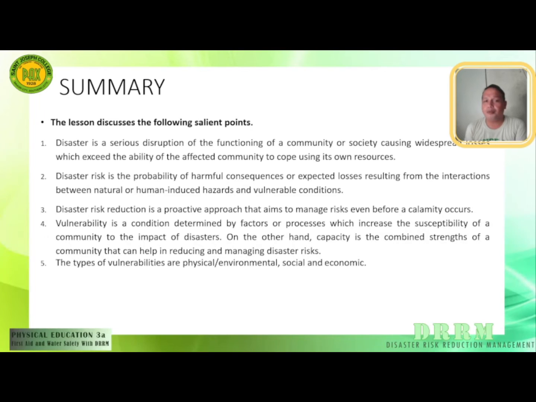Then, number four, vulnerability is a condition determined by factors or processes that affect the susceptibility of the community to the impact of disaster. On the other hand, capacity is the combined strengths of the community that can help in reducing and managing disaster risk. The types of vulnerability are physical, environmental, social, and economic.